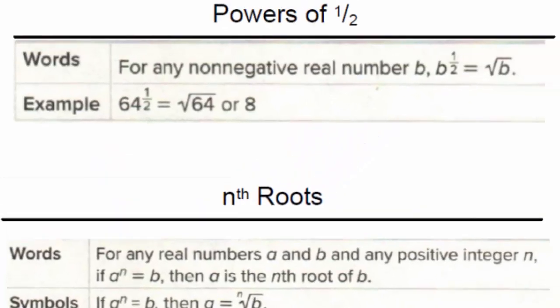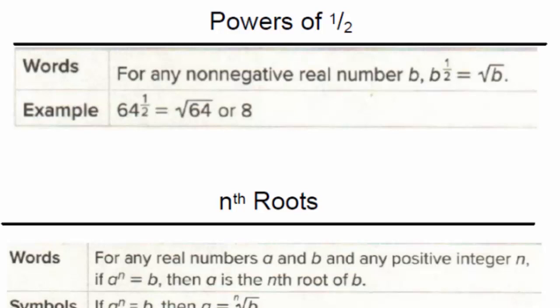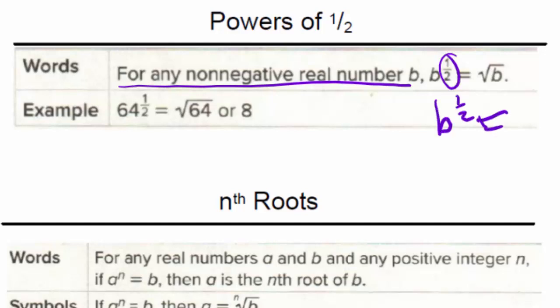All right, so the first rule here is the power of 1/2. For any non-negative real number b, if I have b to the 1/2 power, that's equivalent to the square root of b. So b to the 1/2 is equivalent to taking the second root. If I put an index there, notice that the 2's here sort of match. You'll need to know that for the future. So I get the square root of b.